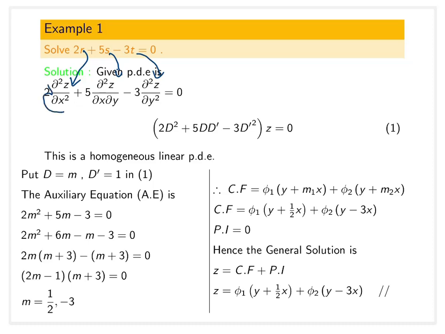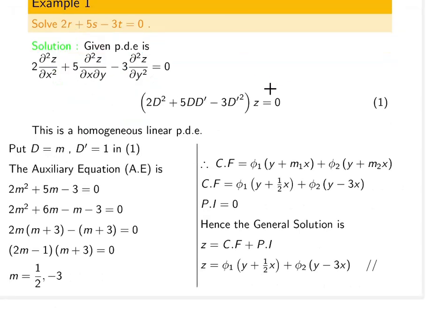So in place of ∂²/∂x² we write D², in place of ∂²/∂x∂y we write DD', and in place of ∂²/∂y² we write D'². Once you replace these and bring z outside, we get equation number 1. Therefore, this is a homogeneous partial differential equation. So replace D = m and D' = 1.